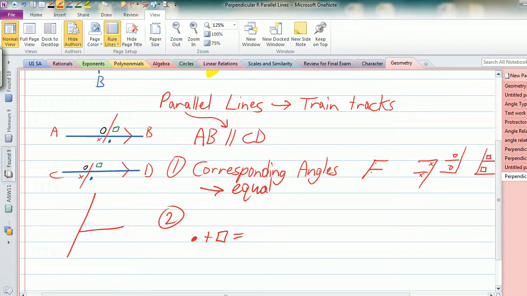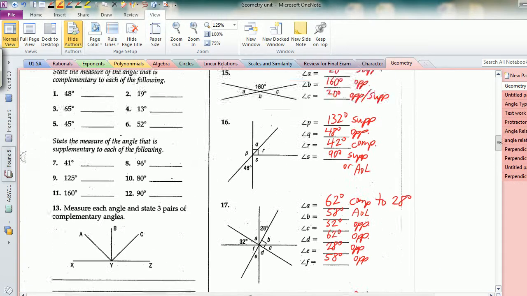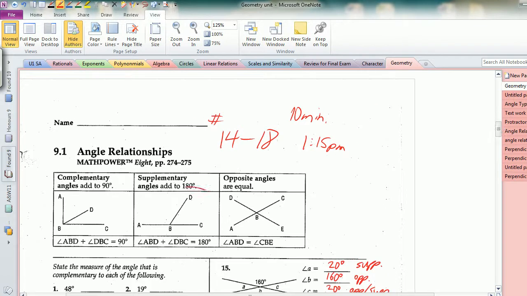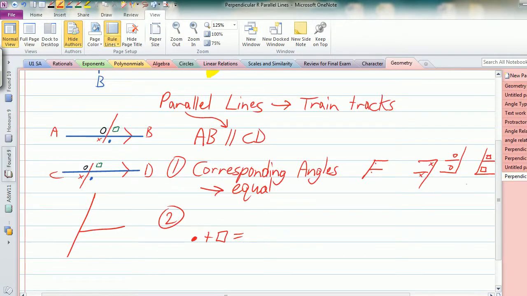Straight line, an angle. No, not sure, eh? Okay, well, let's look over here. What do those angles add up to when you have a straight line? 180, exactly. So here we have a dot and a square, but look what we also have up top, a dot and a square. These lines right here must add up to 180 degrees.